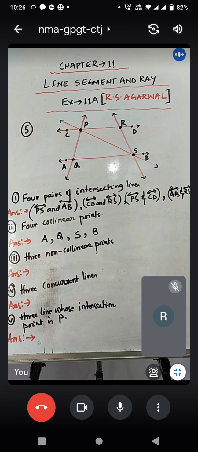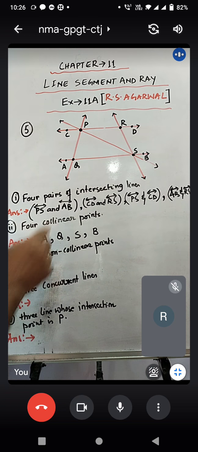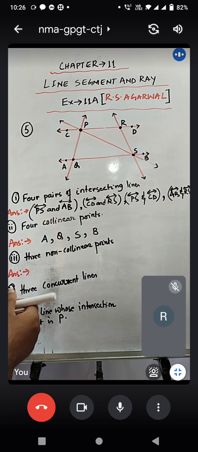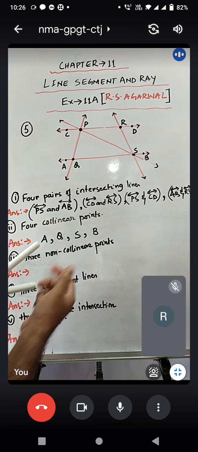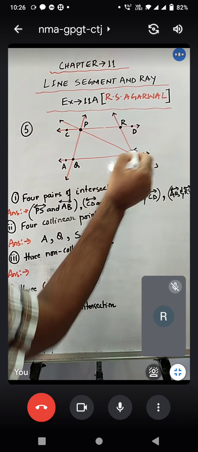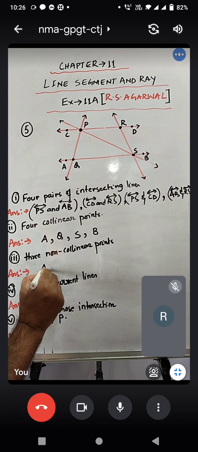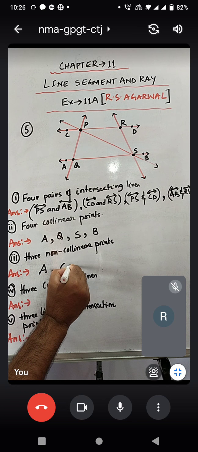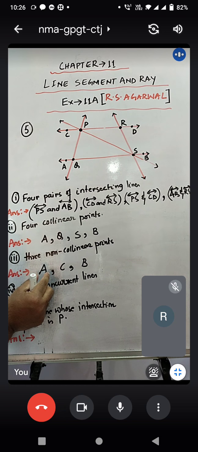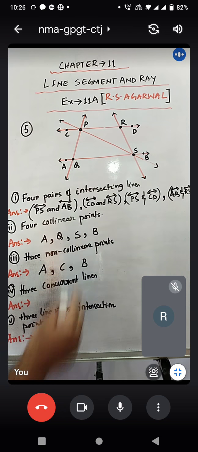Now let's move on to the next part. Here we have to write 3 non-collinear points. Non-collinear points would be A, C and B, because they do not lie on the same line. There are many non-collinear points here, so I can name them as A, C and B.